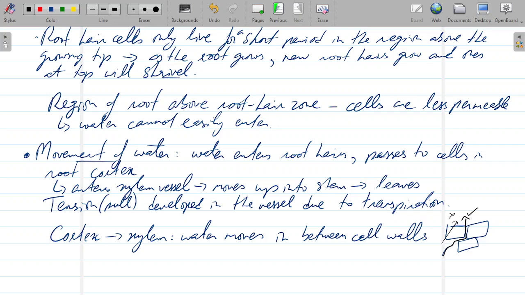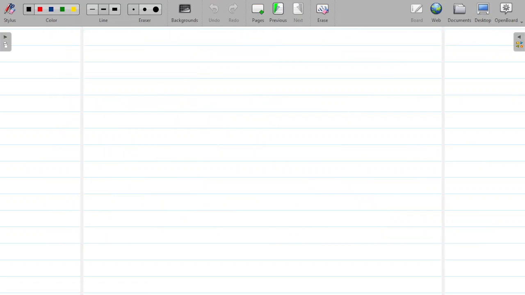And so that is also diagrammatically represented in the text, and it just shows once it enters the root hair cells, from there it moves towards the cell walls, and then cell wall to cell wall, neighboring cell to neighboring cell, and finally reaches the xylem, and then moves up to the stem. Any questions? No. Okay, so far so good then.